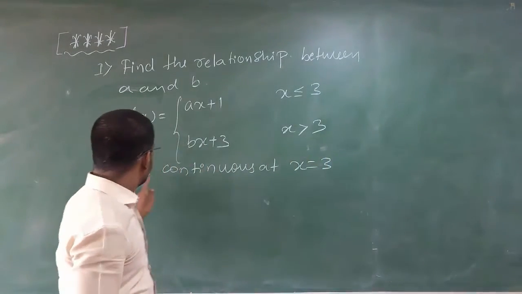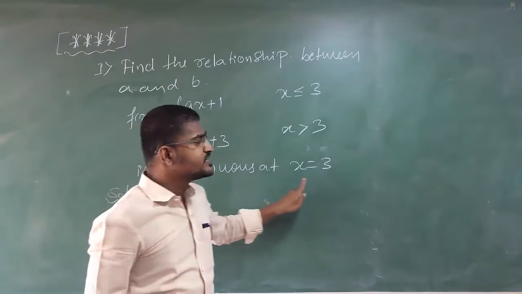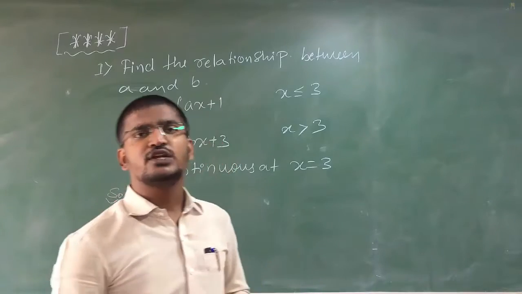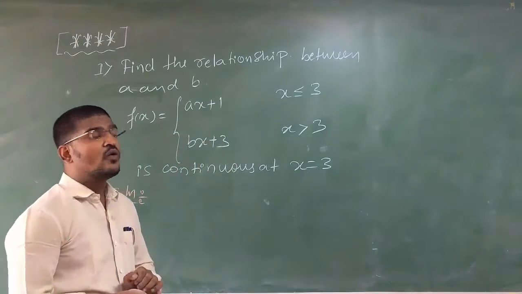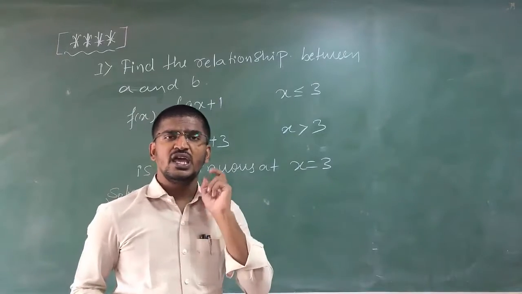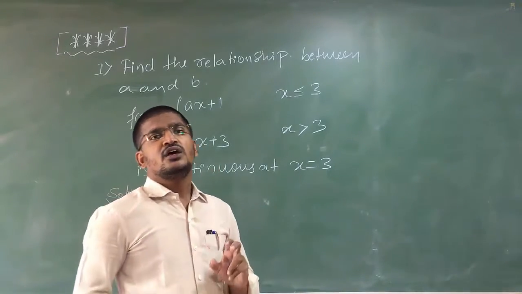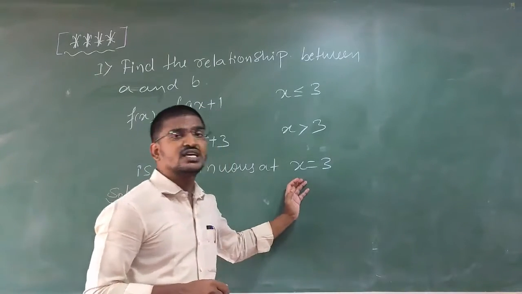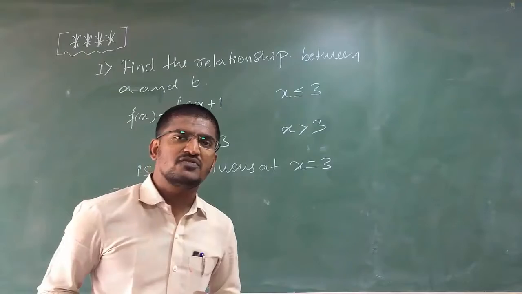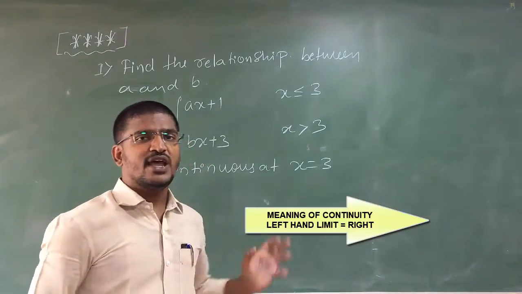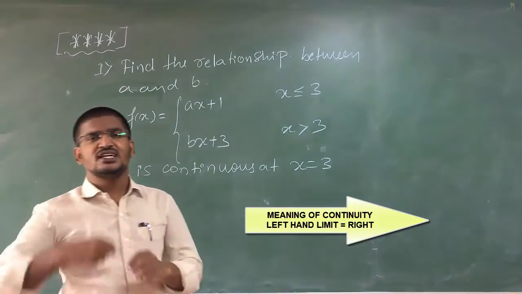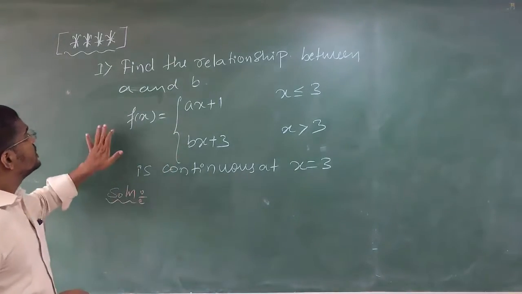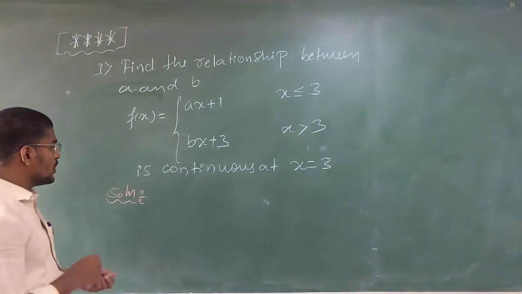They have given that it is continuous at x equal to 3. That means the function is already continuous. You no need to check whether it is continuous or not. If you know the definition of continuity, what is the meaning of continuous at x equal to 3 here? Left hand limit is equal to right hand limit, and that is equal to f of a. Clear? Okay. By seeing this problem, let us solve.